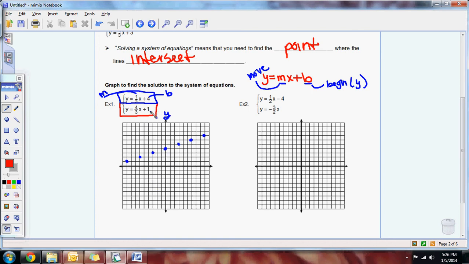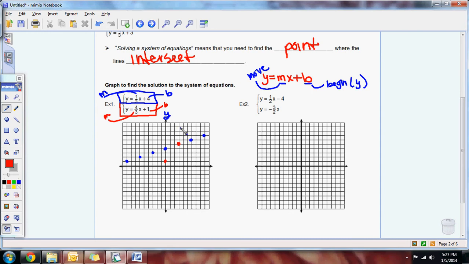So we're going to start at our b, and we're going to move with our slope. So we're going to start at 1, and we're going to move up 4, oops, 1, 2, 3, 4, and then over 3, 1, 2, 3, and as you can see, already I have intersected my other line. Okay, you have to do 3 points, so let's go ahead and continue.